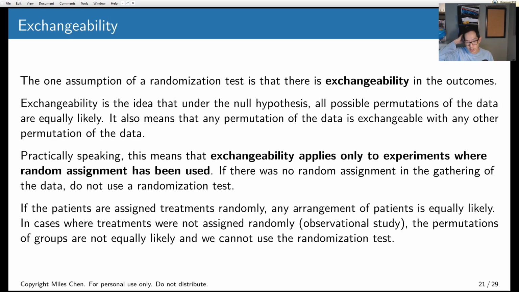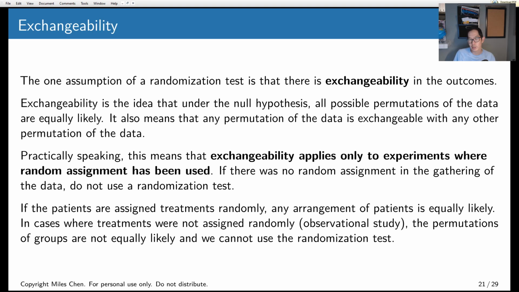Now, an important idea is exchangeability in our outcomes. The key assumption for a randomization test is that there's exchangeability. Exchangeability means that if the null hypothesis were true, all possible permutations of the data are equally likely, and any one permutation of the data is exchangeable with any other permutation. On a practical level, this means that exchangeability applies only to experiments where random assignment was used. If there was no random assignment in the gathering of the data, don't use a randomization test.